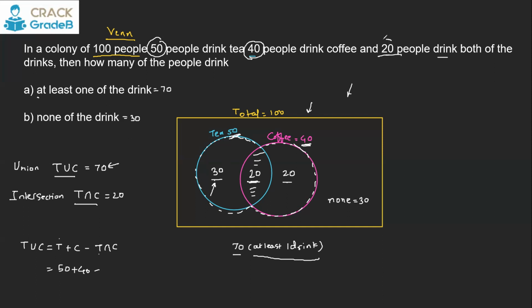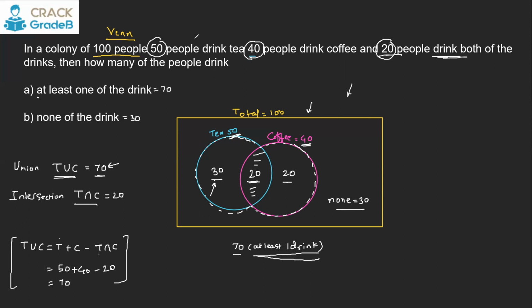Intersection means both the drinks. And we know 20 people drink both the drinks. So you subtract 20 from it. 50 plus 40, 90 minus 20 is 70. And this is how we can get that union is 70, or at least one drink. The people who drink at least one drink are 70. And that means the remaining 30 people drink none of them. So this is how you can use the formula.